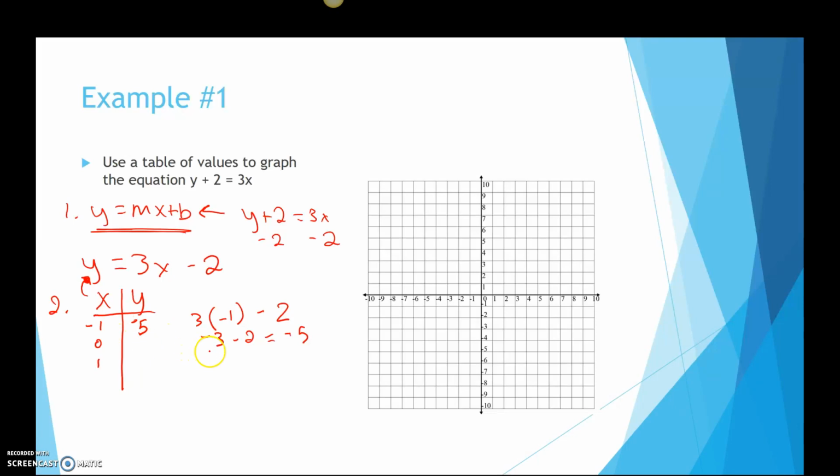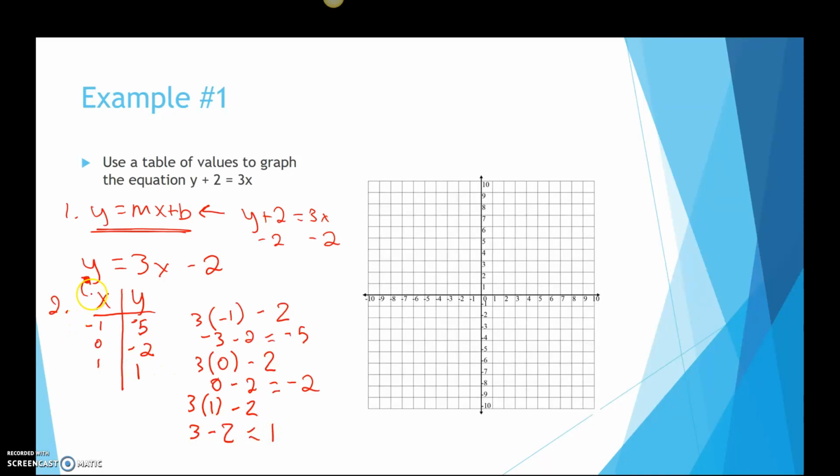Now I'll plug in 0 for x, so 3 times 0 minus 2. 3 times 0 is 0, minus 2 is going to give me negative 2. So my y value here would be negative 2. Now I'll plug in 1 for x, so 3 times 1 minus 2. 3 times 1 is 3, minus 2 gives me 1.